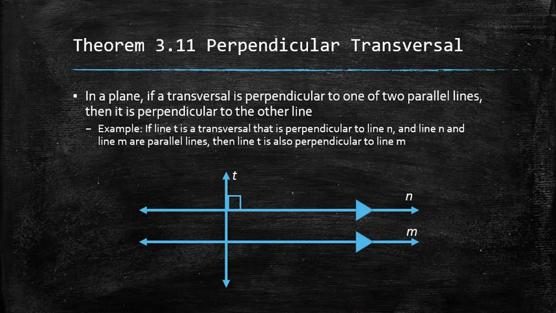The next theorem is the perpendicular transversal theorem. In a plane, if a transversal is perpendicular to one of two parallel lines, then it is perpendicular to the other line as well. For example, if line T is a transversal that is perpendicular to line N, and line N and line M are parallel lines, then line T is also perpendicular to line M.